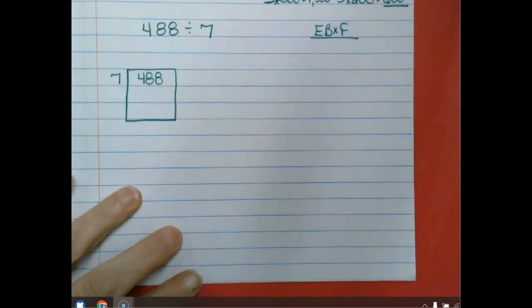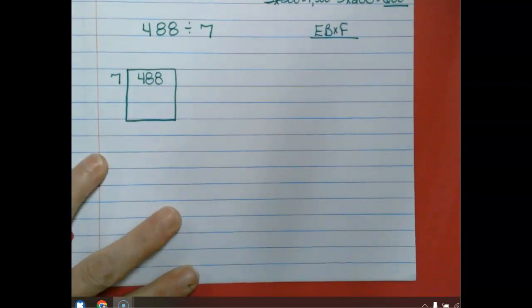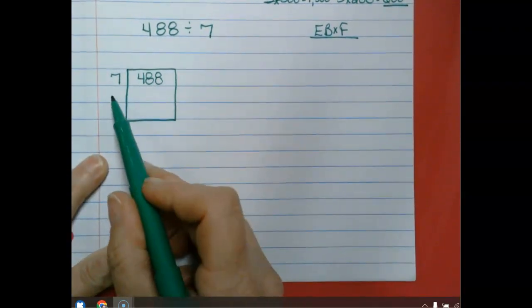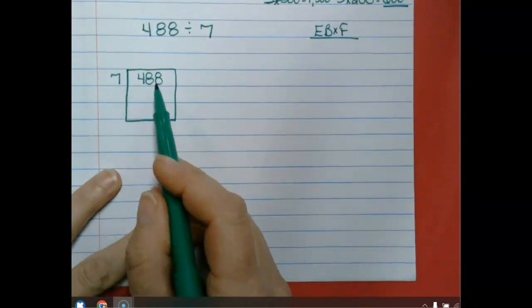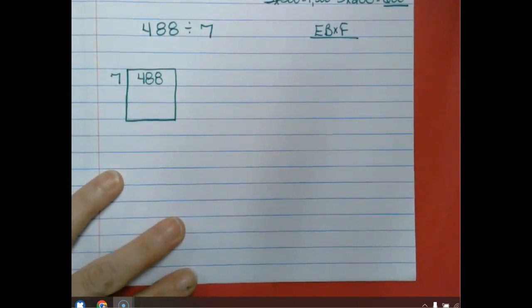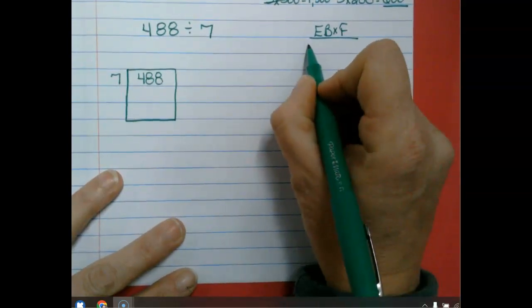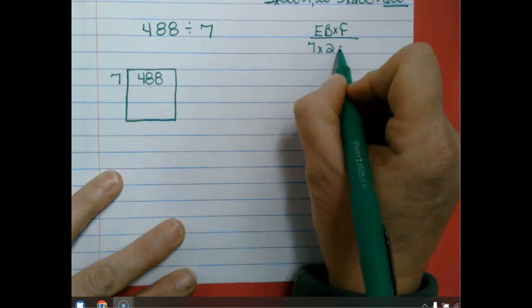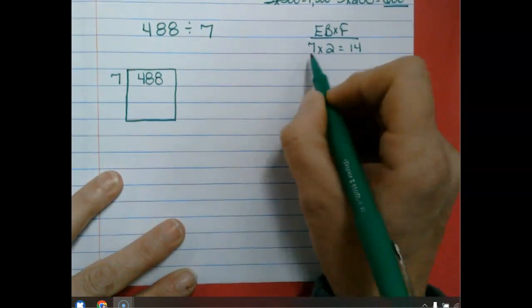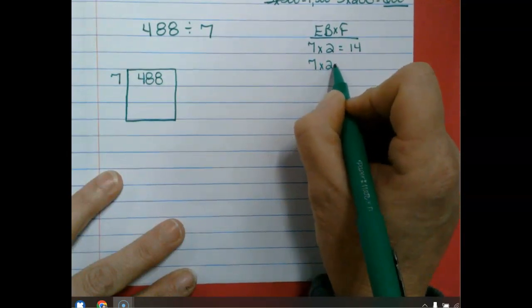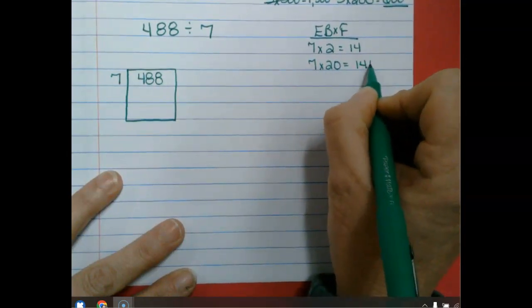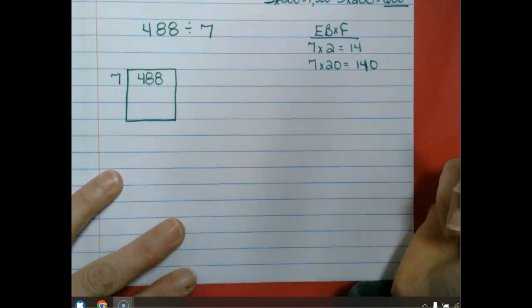Okay, so again, we always start with 1, but I'll be honest with you, looking at this, so if I think 7 times 100, that's usually where I go, to be honest with you. 7 times 100 is going to be way too big because it's going to be 700. So I don't think I need to start with my 1s, okay? So let's start with our 2s. 7 times 2 I know is 14. So 7 times 20 is going to be 140. All right, so that's pretty good.